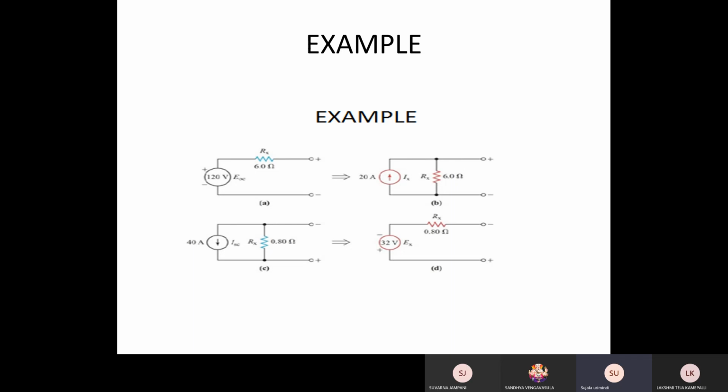But when you observe here, for the voltage source the resistance is in series and for the current source the resistance is in parallel. So in this class we discussed the different analysis of systems under Kirchhoff's laws, the source transformation technique, and star-delta transformations.